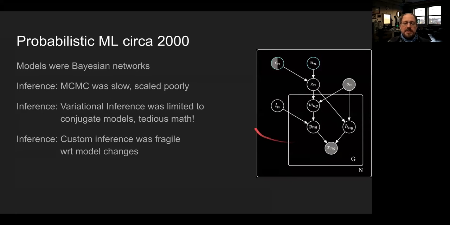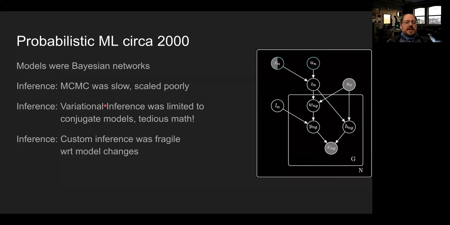So next, I'm going to give you a brief history of the last, say, 20 years of probabilistic machine learning. Around 20 years ago, the models that people worked with were usually Bayesian networks. That is, these probabilistic graphical models with plates that we've seen so far. There were a few different inference algorithms around at that time. One of the most popular was Markov chain Monte Carlo. Markov chain Monte Carlo is great because it works on almost any probabilistic graphical model. There are very few model restrictions. However, it can be very slow to converge, and it scales poorly with large data sets.